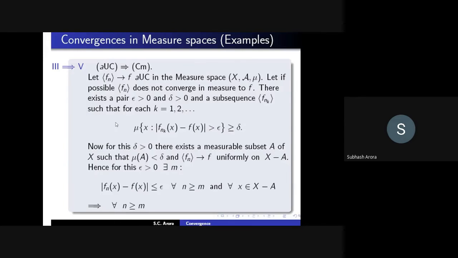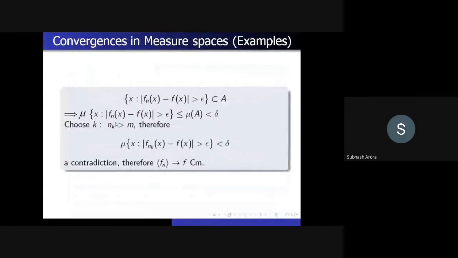This implies that for every n greater than or equal to M, all those x such that |Fn(x) − F(x)| > epsilon should be contained in A. And this implies, therefore, that mu of all those x such that |Fn(x) − F(x)| > epsilon is less than or equal to mu of A, and that is less than delta.